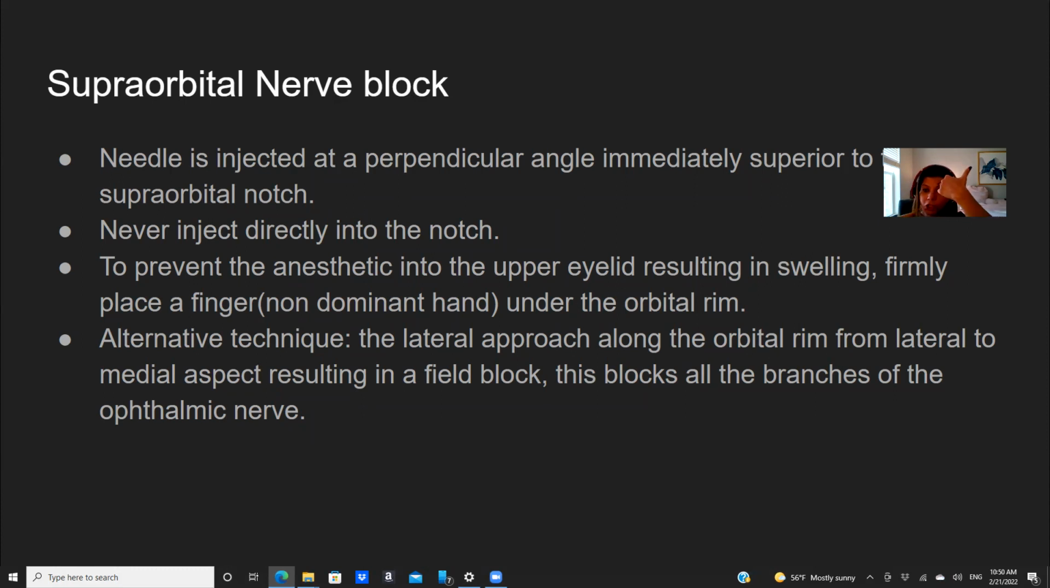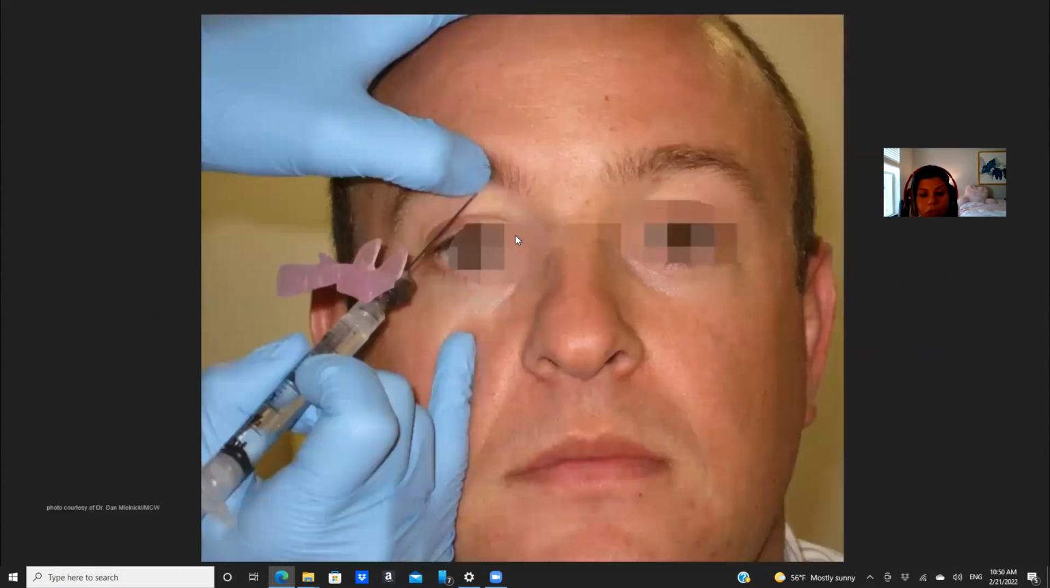When you inject, you are going to use your non-dominant hand and press firmly on the orbital rim. The reason for that is you don't want the anesthetic to pull down into the eyelid and cause swelling of the upper eyelid. So we'll take a look at this picture. The needle is perpendicular right above the supraorbital notch, and you use your non-dominant hand to press firmly on the orbital rim so the anesthetic doesn't pull down and cause swelling of the upper eyelid.